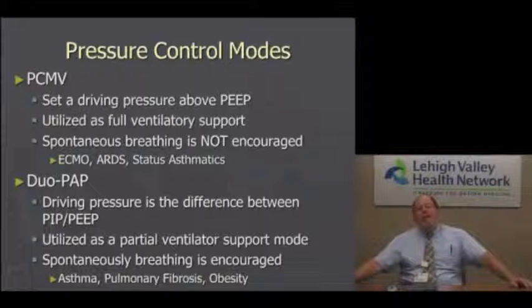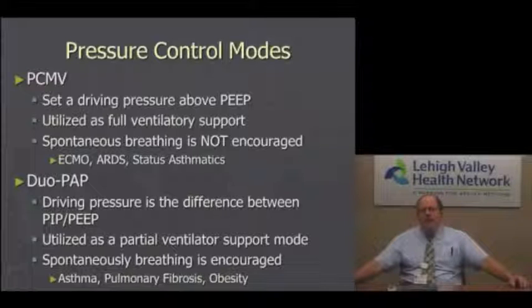So you might take a status asthmaticus patient, while they're in status, and put them on PCMV. Once their asthma is breaking a little bit and they're more stable and starting to wake up and breathe, and you take the paralytic off of them, then you take them to dual PAP. Dual PAP is considered a friendlier way of delivering pressure control ventilation. However, in dual PAP you control the PIP, that's it. You don't control the mean airway pressure or the minute ventilation. In PCMV, you control the PIP, the mean airway pressure, and in some ways the minute ventilation. There's a big difference between the two.